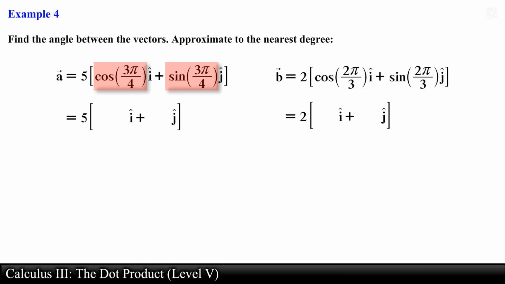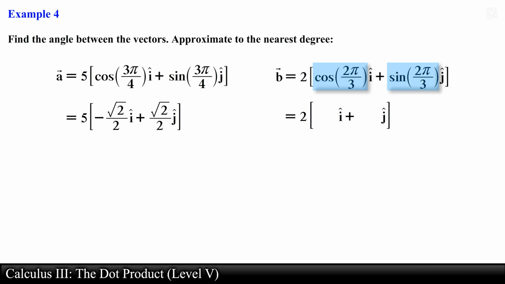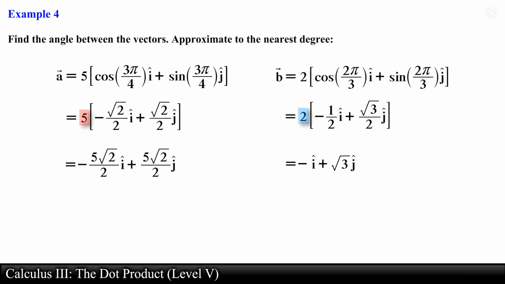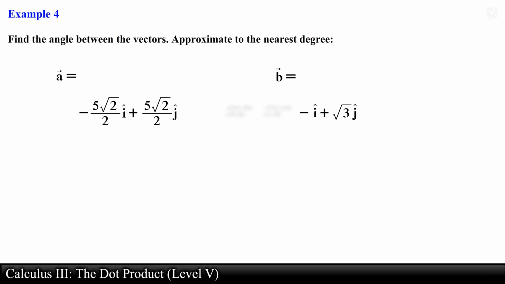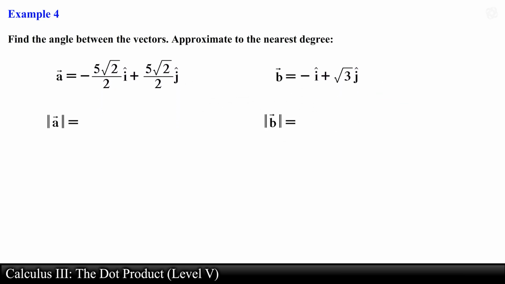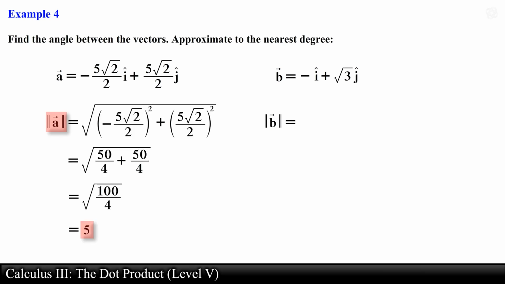For vector A, cosine of 3 pi over 4 and sine of 3 pi over 4 reduce to the following values. And for vector B, cosine of 2 pi over 3 and sine of 2 pi over 3 reduce to the following values. Next, let's go ahead and distribute the scalar on each vector. Now that we have our vectors in component form, let's go ahead and find the magnitudes of each vector. For vector A, we obtain 5, and for vector B, we obtain 2 for the magnitude.